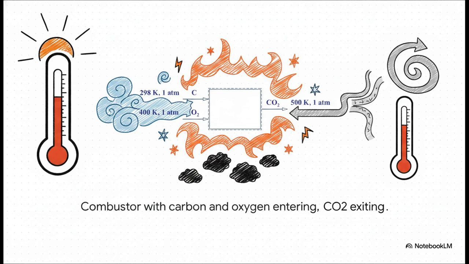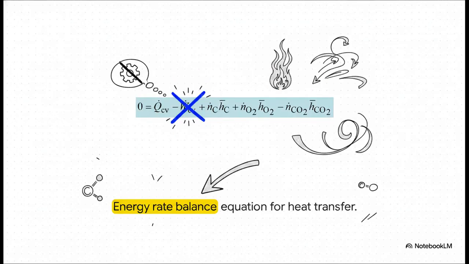Imagine a steady-state reactor, essentially just a combustor, burning pulverized carbon. Carbon and oxygen enter, they react, and carbon dioxide exits. By knowing the exact universal enthalpy of the carbon and oxygen coming in and the newly formed carbon dioxide going out, we can figure out exactly how much heat this reaction is pumping out. And to pull that off, we use the energy rate balance equation.